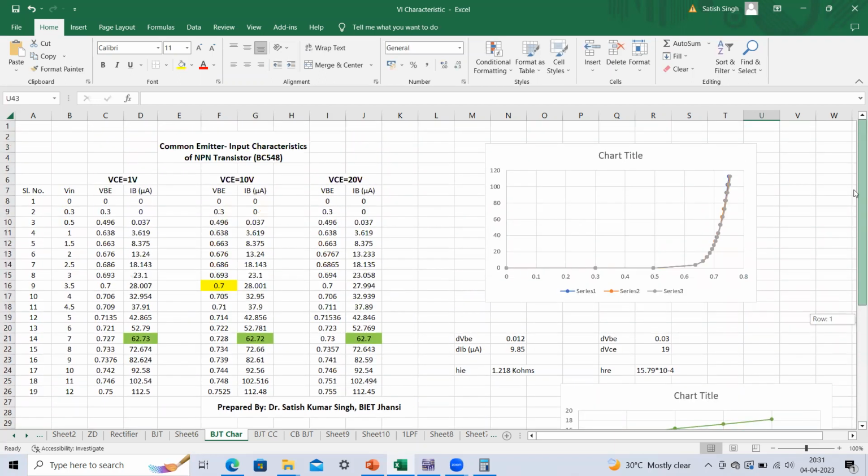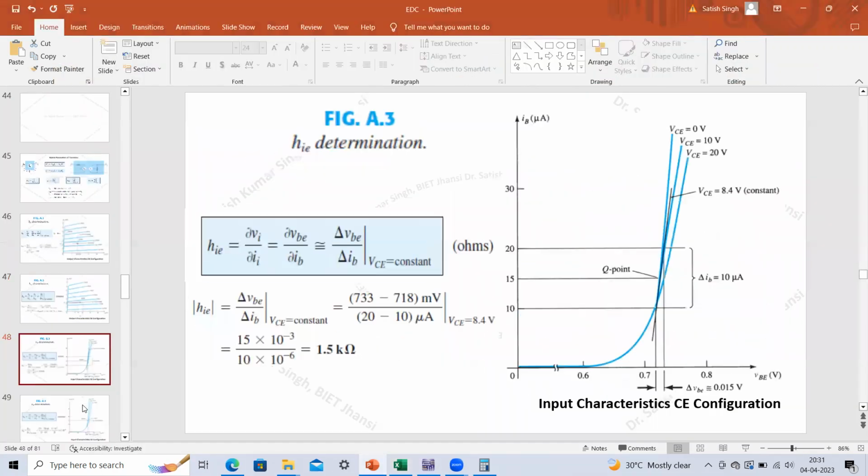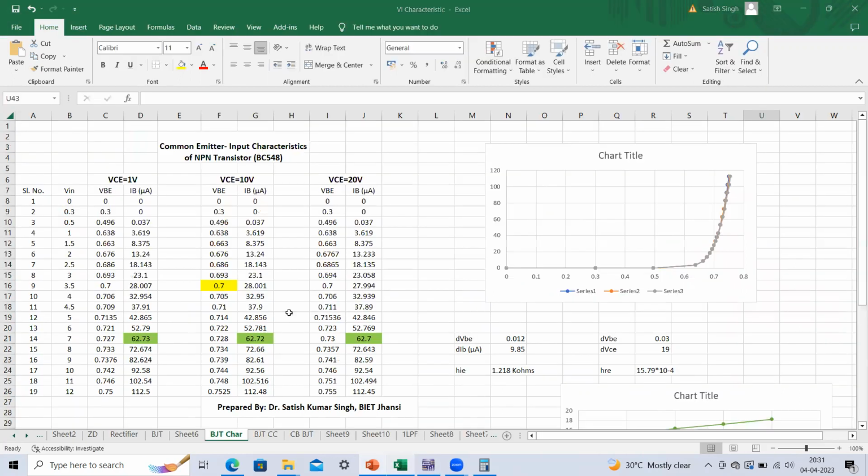Again, this is our input characteristics, whatever I have explained there. Again, you have to do the similar calculation. For example, if you wish to calculate the HIE from the input characteristics, we have to calculate the deviation in the base to emitter voltage with respect to the change in delta IB at constant VCE. Here you can see that we have different characteristics, different VCE values, right? This curve corresponds to constant VCE, so any constant VCE we have to choose. Let us say we are talking about VCE equal to 10 volt. At this point, you can choose any value of VBE. Let us say it is 0.7 volt.